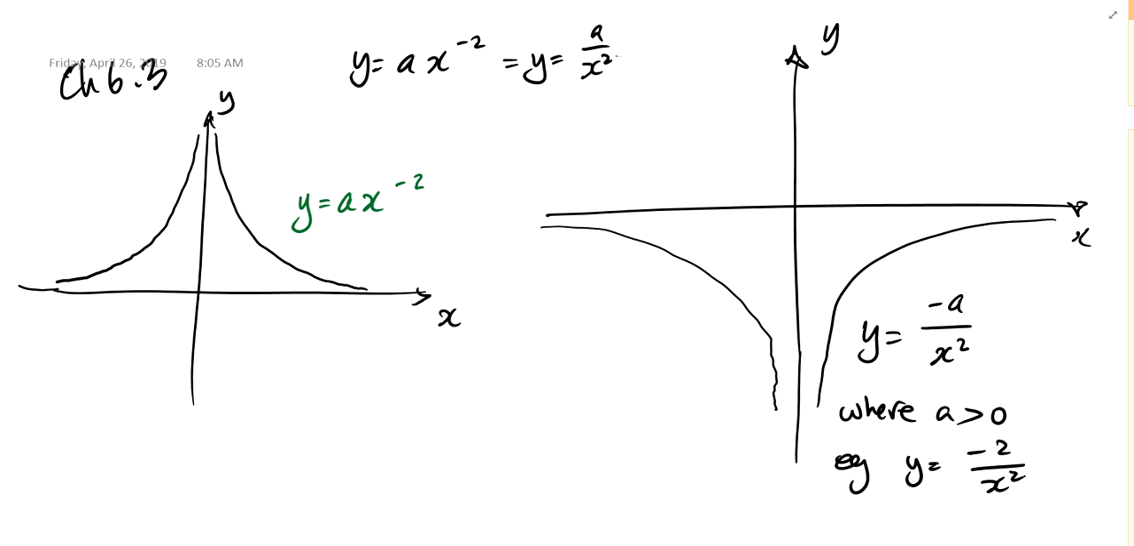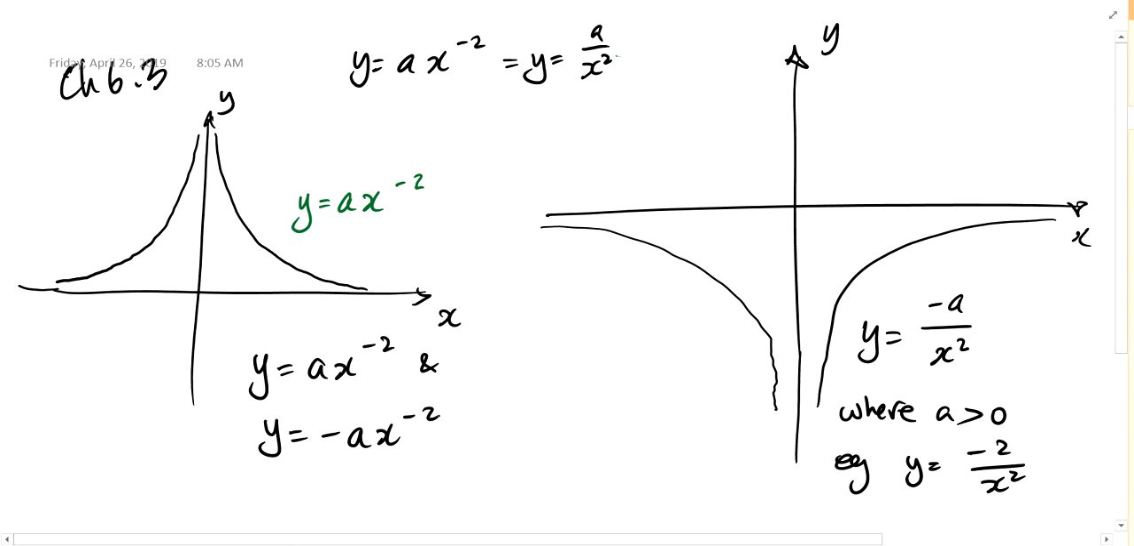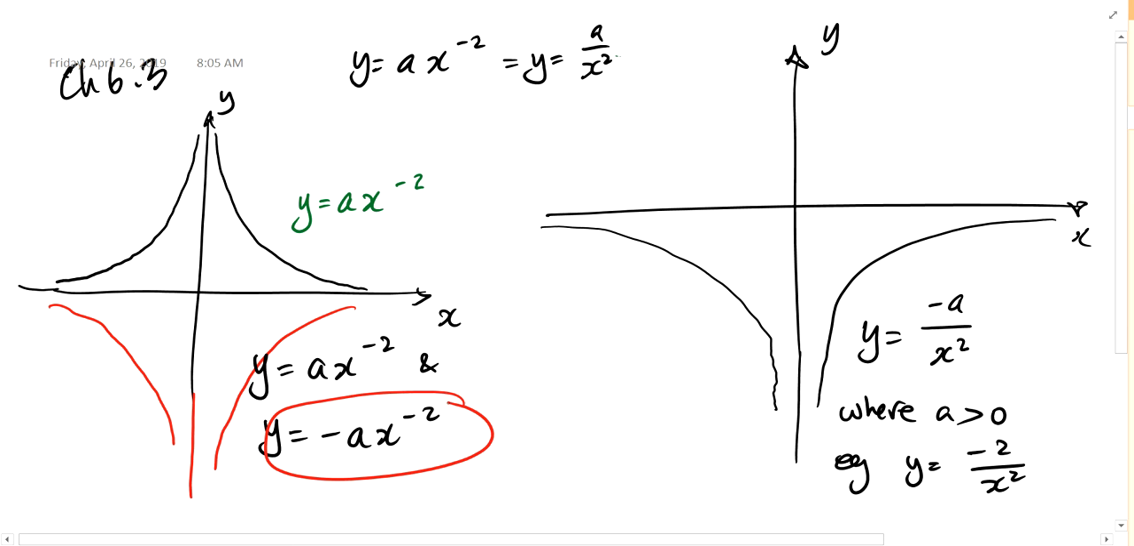What is the relationship between the graph of y equals ax to the power negative 2 and y equals negative ax to the power negative 2? What is the relationship between these two graphs? They are symmetrical about the x-axis, yes. This is the one in red, the negative. So you see, when I put a negative sign in front of the a, it reflects about the x-axis. Does that always happen?